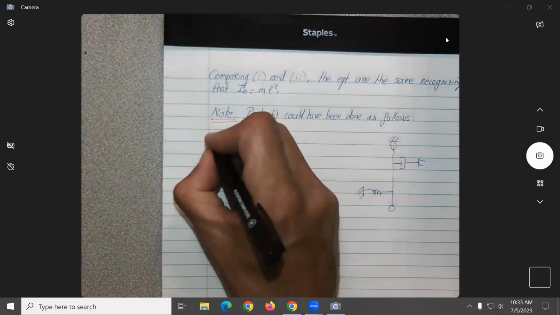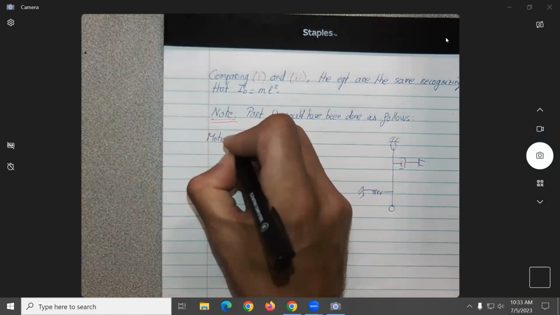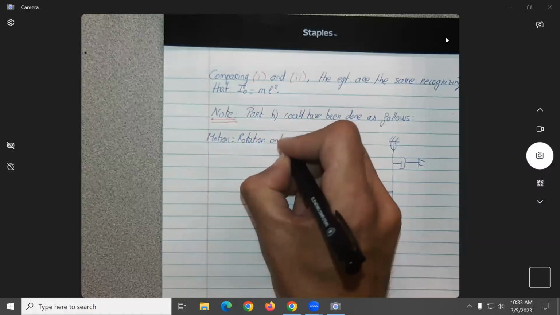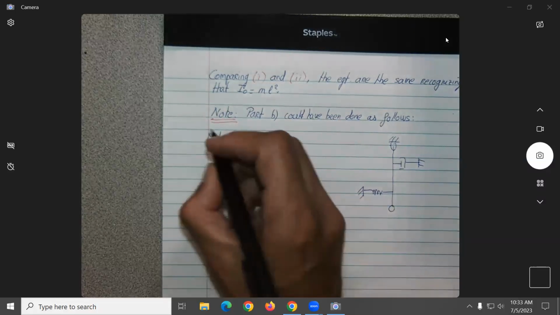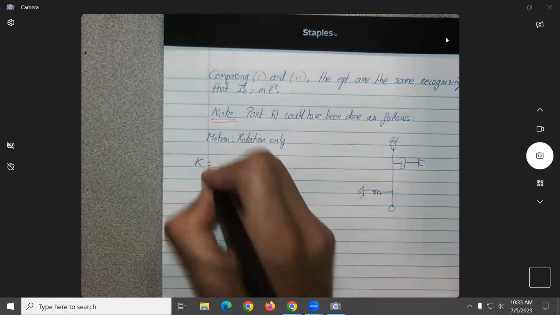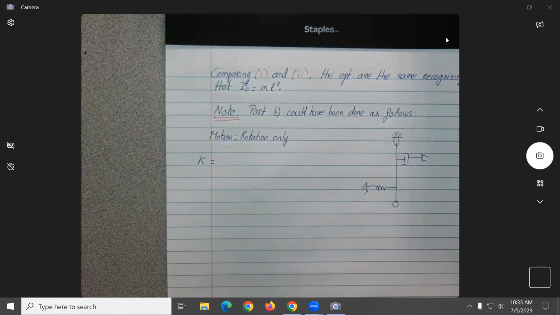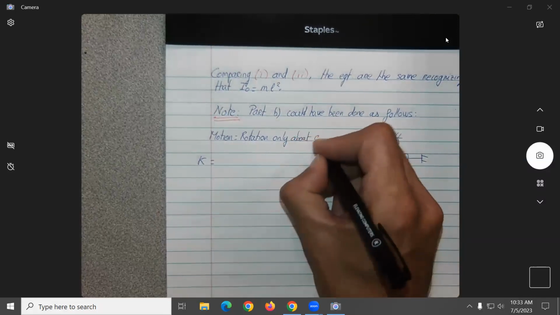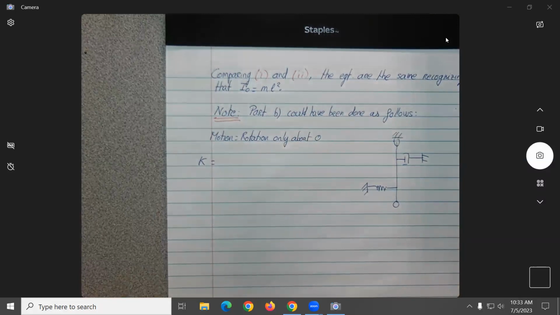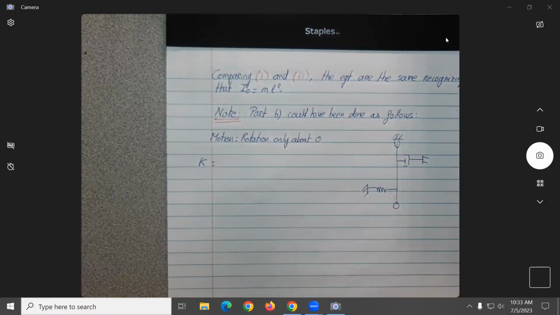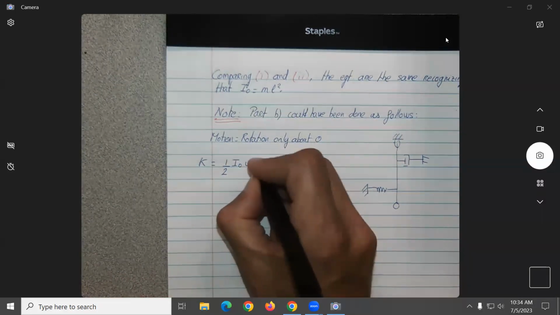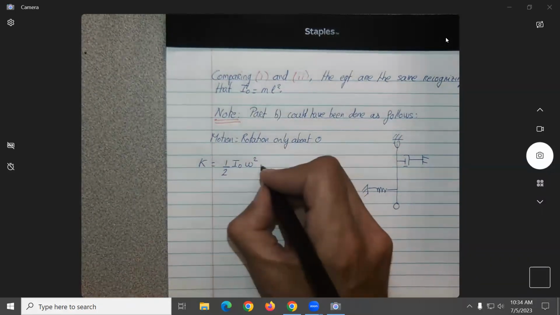So, motion, rotation only. Okay, now we'll have, say, kinetic energy. The kinetic energy due to rotation is what? Motion, rotation only, about O, no? What is the kinetic energy due to rotation? Due to translation, it is 1/2 mv squared. What is it due to rotation? We did this one. It's 1/2 I sub naught omega squared. So this should give you what?